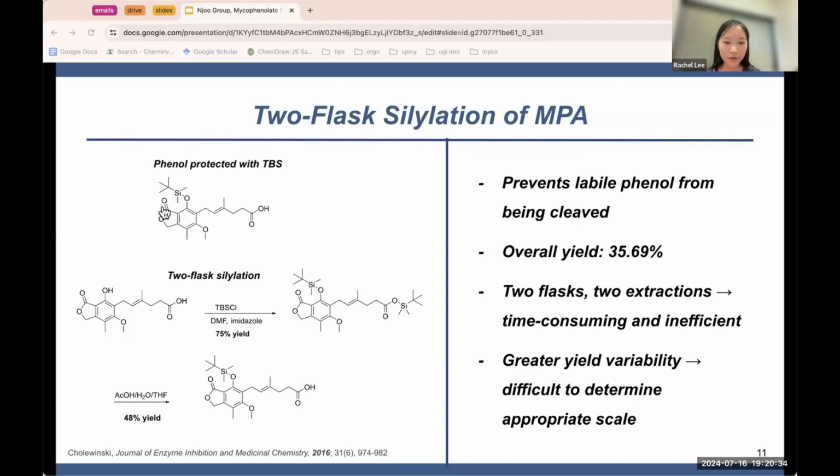When we performed this reaction, our overall yield was 35.69%. And since this synthetic pathway requires 2 flasks and 2 extractions, it is both time-consuming and uses up materials. We also found that the multiple transfers needed increased yield variability, making it harder to determine the appropriate scale for synthesizing silylated MPA for our analogs.